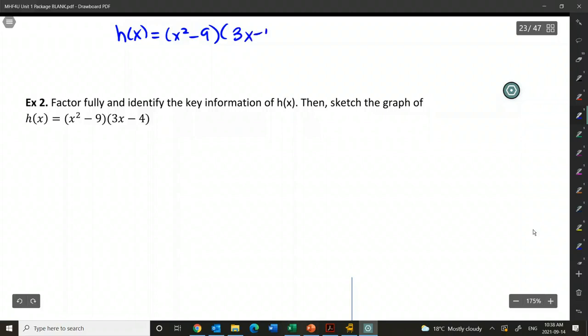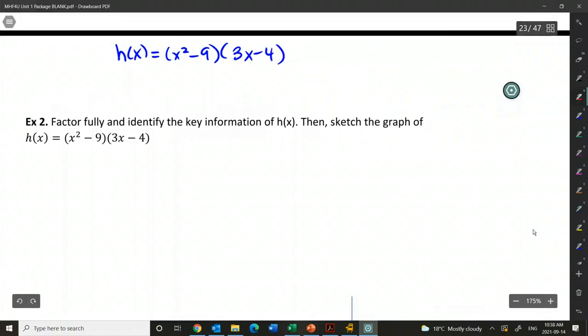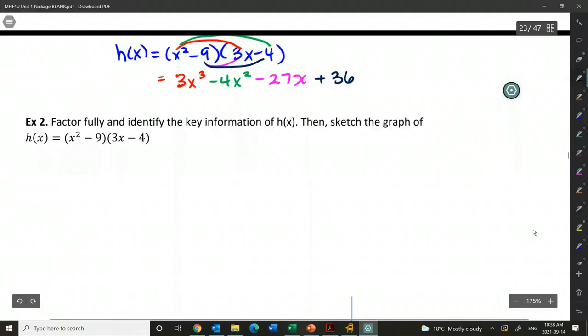So FOIL first, outside, inside, last, taking it back to grade 10 again. So x squared times 3x gives me 3x cubed. x squared times negative 4 gives me negative 4x squared. Negative 9 times positive 3x gives negative 27x, and negative 9 times negative 4 is positive 36. I might be able to imagine what this would be, expand it out, and probably decide on degree. But if you're not sure, just take a second and FOIL it.